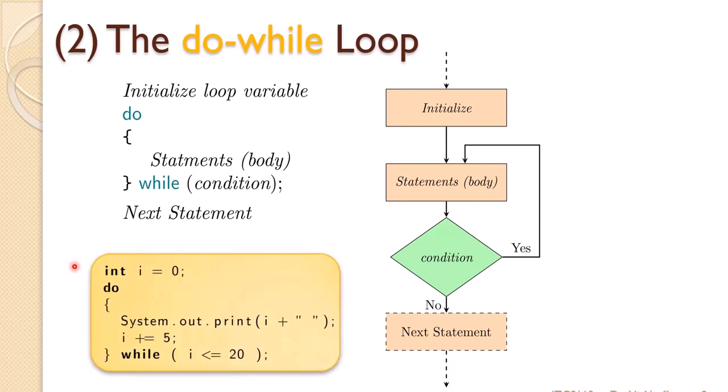Here is an example. The variable controlling the loop is I. It starts from 0, and then we enter the loop, we print, and then we update the variable by 5, and then we check for the variable.